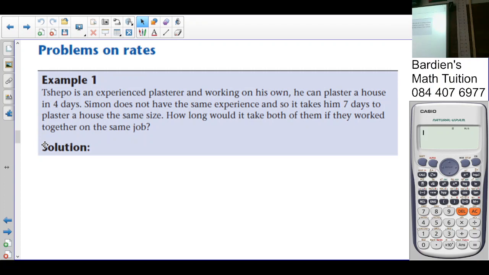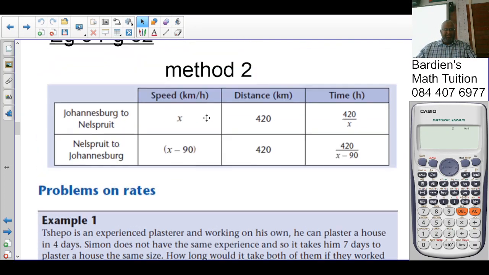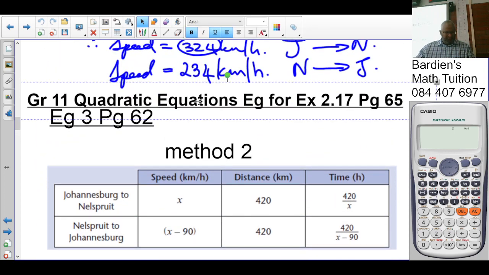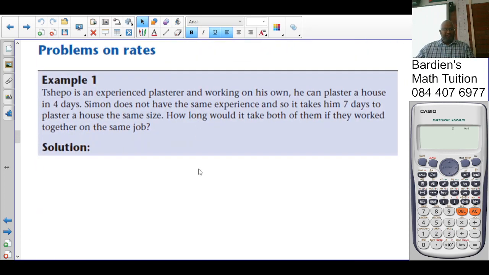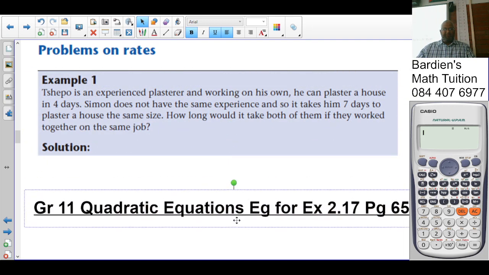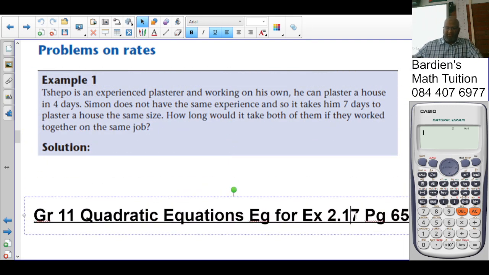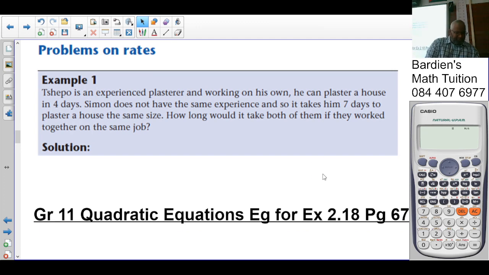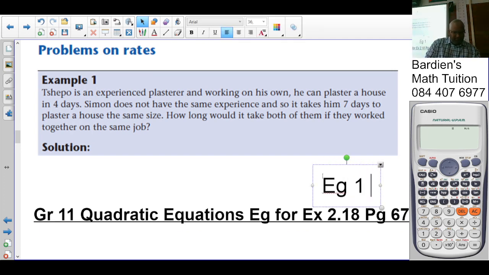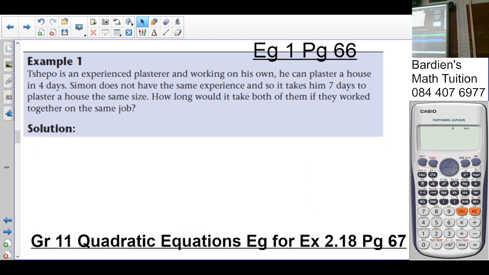So here we are told this is examples for exercise 2.18. Examples for exercise 2.18, and this is on page 67. But this is example 1, and this example 1 is on page 66. Alright.